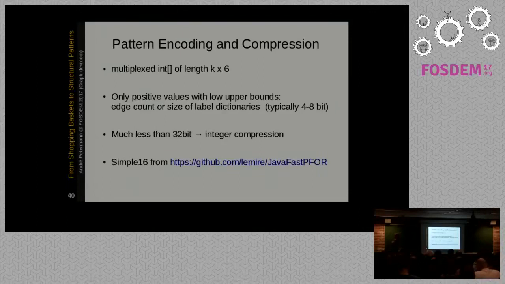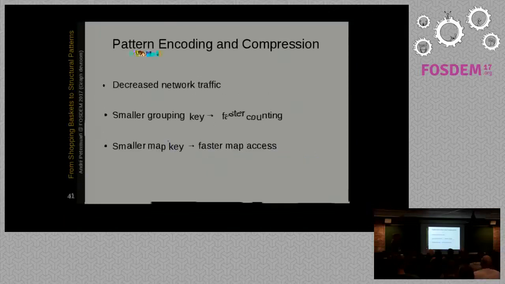And we know that we only have positive values, and we have very low upper bounds of the values. So the upper bound is edge count or the size of the label dictionaries. And typically, we do not exceed 4 to 8 bits for this case. I say just typically, of course, you can create data sets where it's different, but in most use cases, that's enough. This is much less than 32 bits, which is usually required for a single integer. So we can use an integer compression, and we can roughly in our data sets encode a complete edge from 6 to 1 integers in this case, and we use Simple16 from this nice open source package for this.